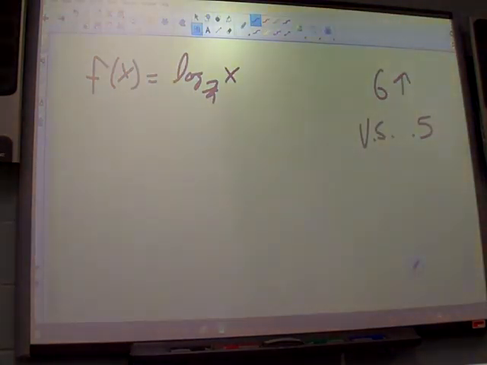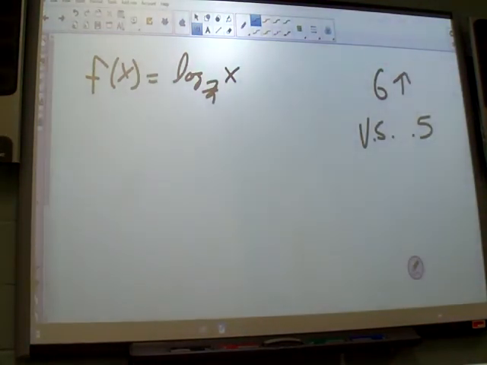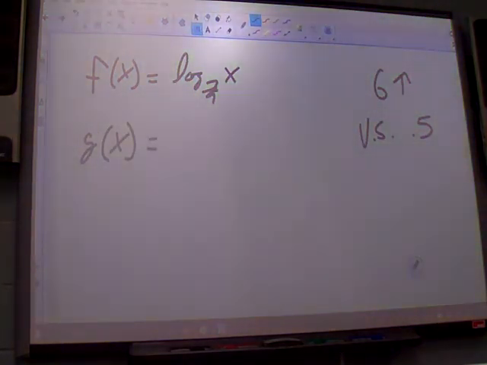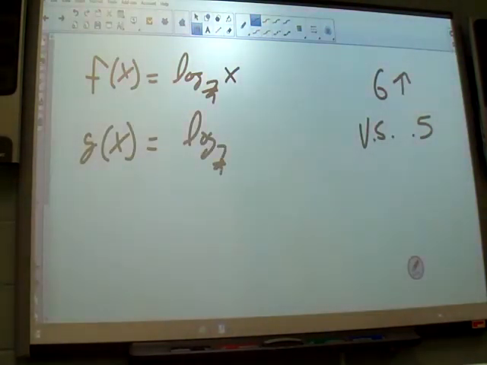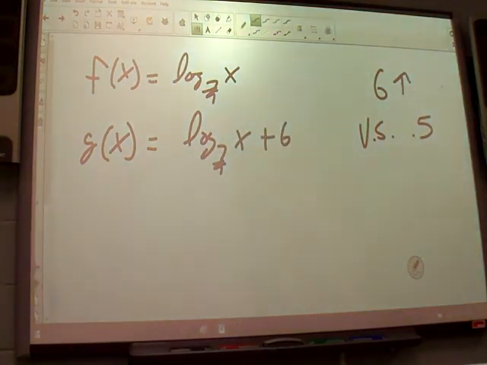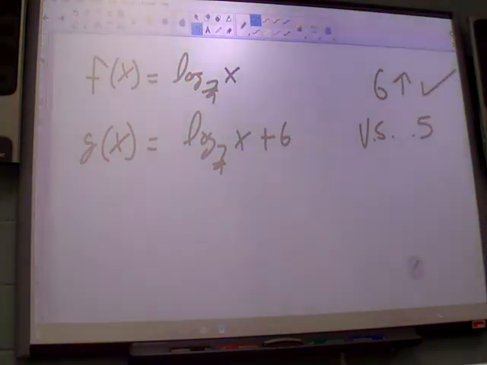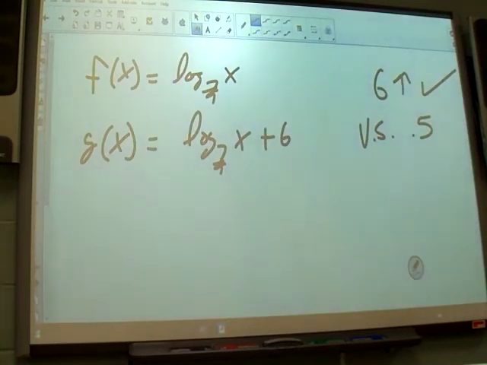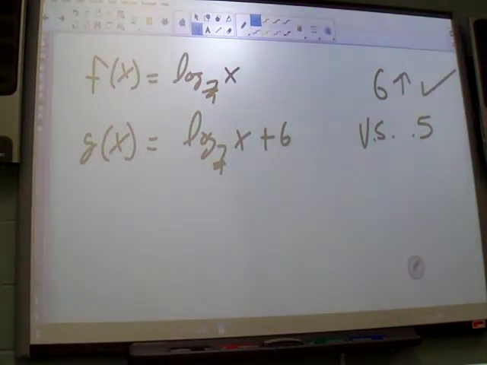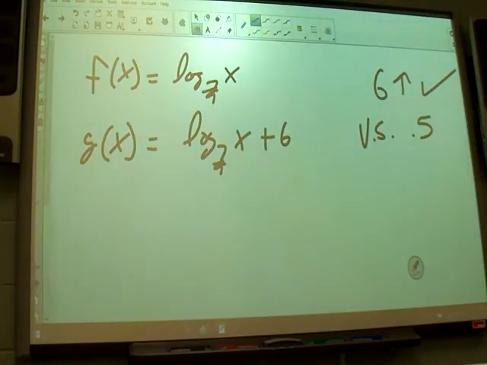6 units up, that's easy. What do you do with 6 units up? Very good, very good. So, I'm going to put my plus 6 there. Okay, now we're ready for the vertical shrink. Vertical, so you're figuring out, does vertical go in front of the whole thing or just with the x? Okay, in front of the whole thing.